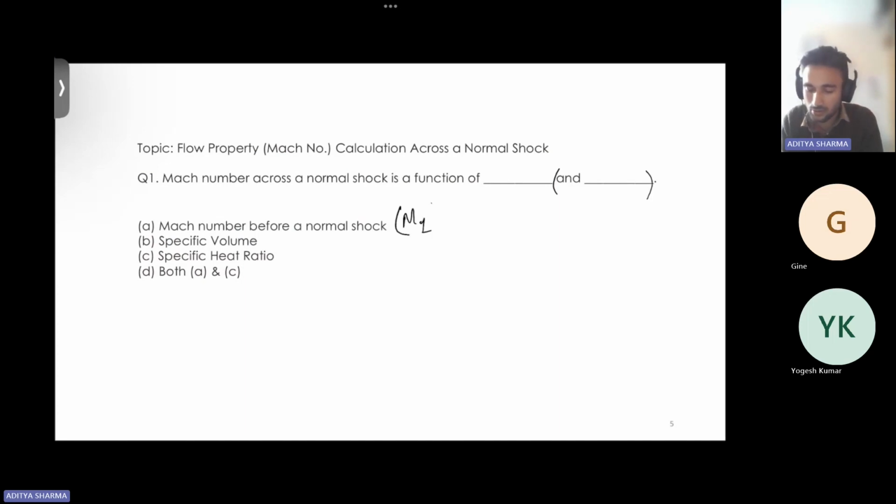And then there is no specific volume in this particular relation, and specific heat ratio is there. All right. So the D option will be there for this particular question. Okay.